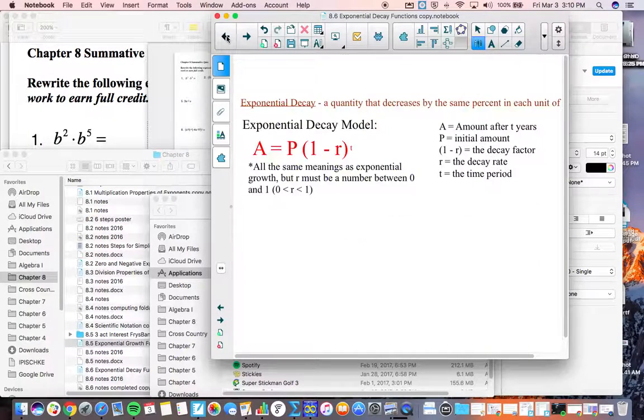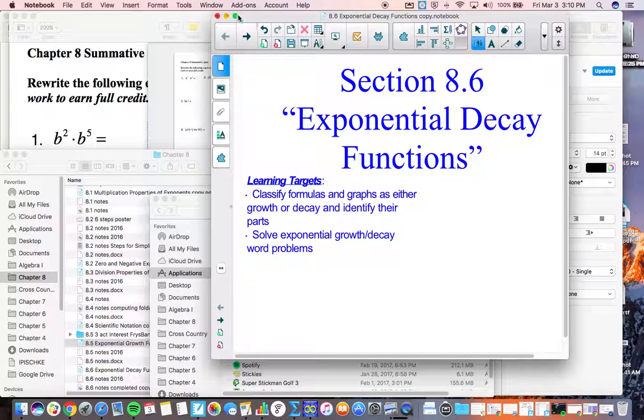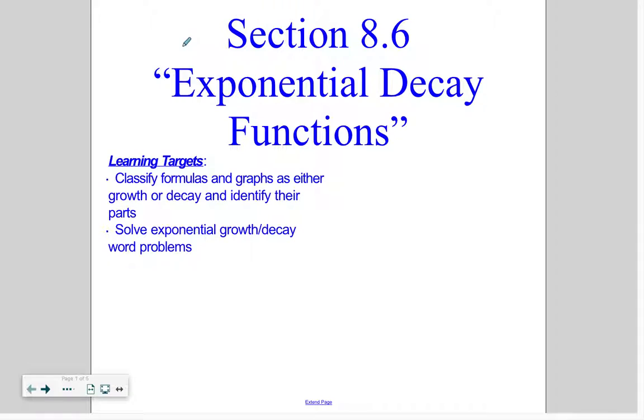Let's take a look here at exponential decay. Exponential decay is going to be similar in many ways to exponential growth, except for, yes, this time our value, our investment, our starting amount is actually going down instead of up.